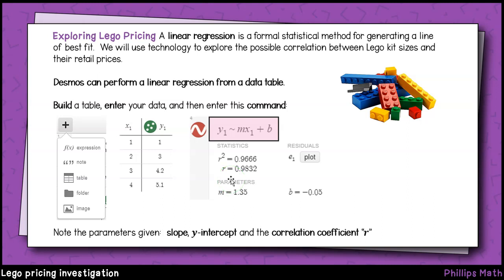Last and most importantly, we want to look at the correlation coefficient, r. Not r squared this time. That's something else we'll look at in a future lesson. Remember that the r value indicates the strength of the correlation and its direction, positive or negative.